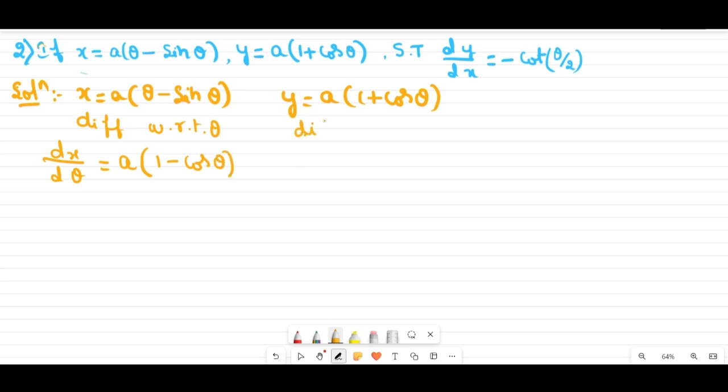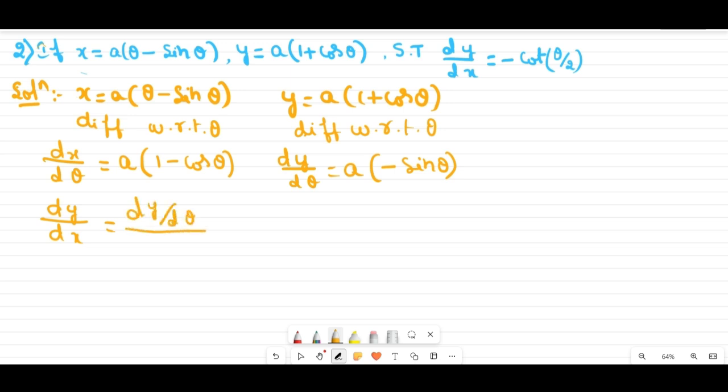Similarly, I will differentiate y with respect to theta. So what you will get? dy by d theta is equal to a into, 1 derivative is 0, cos theta derivative is minus sin theta. See, we have got dx by d theta and dy by d theta. Let us find out dy by dx. As you know, dy by dx is equal to dy by d theta divided by dx by d theta. So dy by d theta, that is minus a sin theta, divided by a into 1 minus cos theta. There, the constant a will get cancelled.